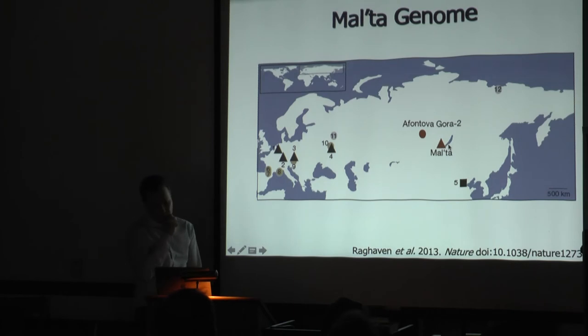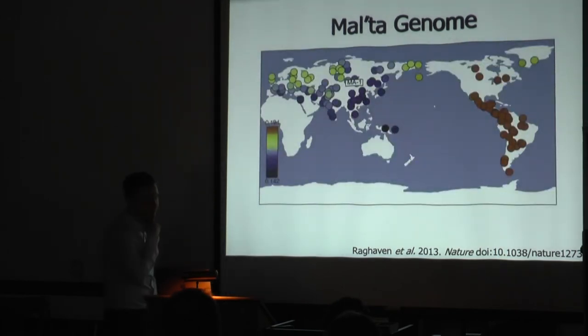And then we asked the question again: so these Mal'ta people, who were they related to? Another way to visualize it is through a map like this. Here there's a color coding of people all over the world. The more blue you are, down to black, the less related you are to those people genetically, and the more red it is, the more related you are. If you take the Mal'ta individual, you can see that they are actually not closely related to many Europeans now, but they are to many people in Asia. So there seemed to be a connection there.